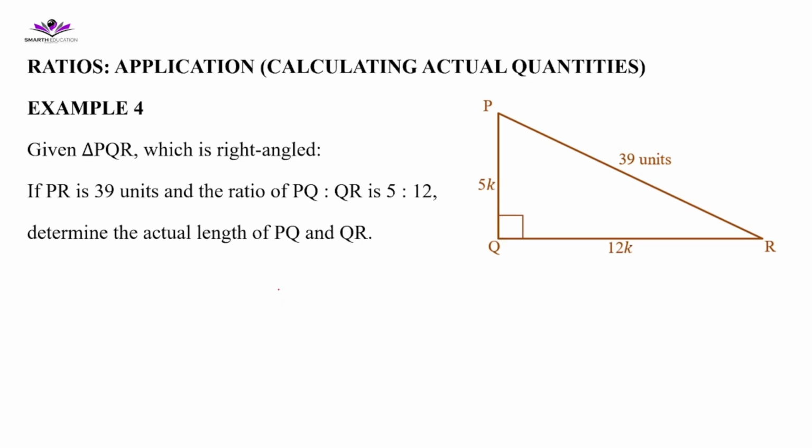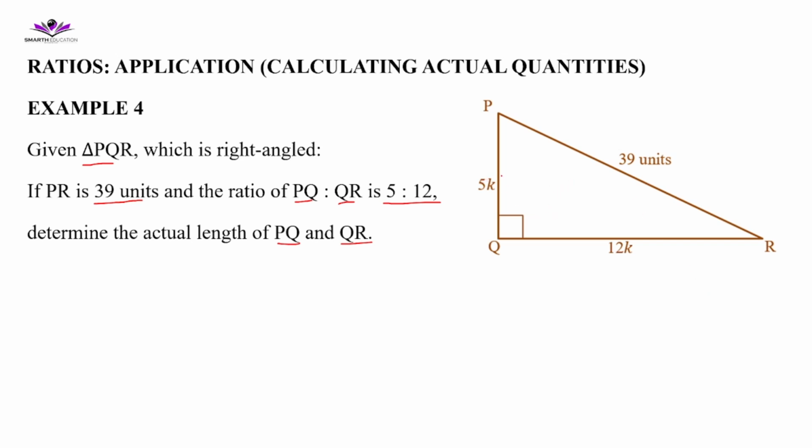Let's do example 4. Given triangle PQR, which is right angled. If PR is 39 units and the ratio of PQ to QR is 5:12, determine the actual length of PQ and QR. So this is a right angle triangle, so we have to use the Pythagoras theorem.